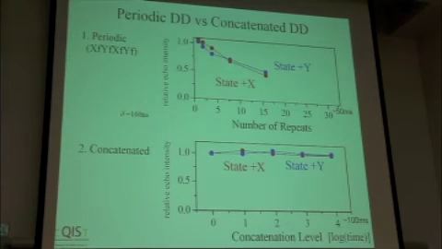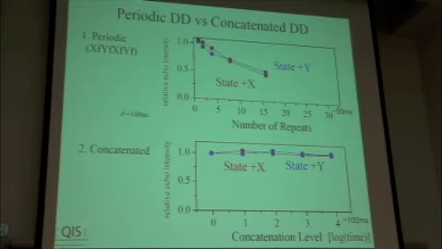These are the results. Periodic sequence versus concatenated. Here is the periodic, here is the concatenated. This is, once again, the echo as a function of time, 50 milliseconds, 100 milliseconds. The number of repeats is now just the number of times the periodic sequence is repeated, okay? So 5 means 5 times XZ, which is 5 times 4, 20 pulses. Here it's plotted as a function of concatenation level, which is like log time.